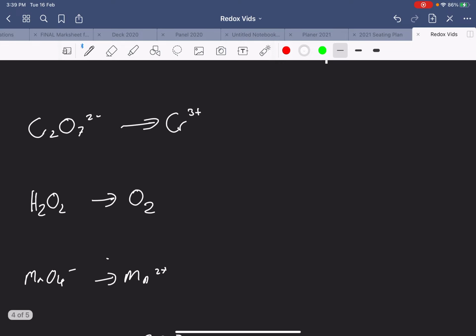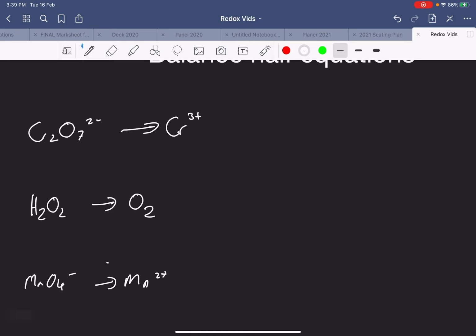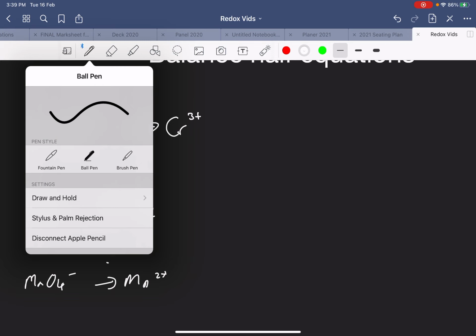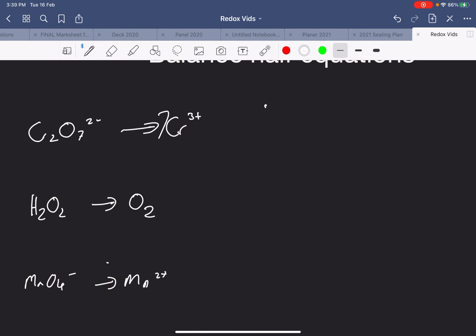All right, so dichromate to chromium 3+. What we want to do is balance everything that's not oxygen or hydrogen, and that would be chromium. So what I'm going to do is put a 2 here to balance the 2 that I had over here. Okay, so from there I want to balance the oxygens. So 7 H2O to balance the 7 oxygens over here. All right, so moving on, we want to balance the hydrogens. There are 7 hydrogens times 2, so 14. All right, so I want 14 H+ on the other side.